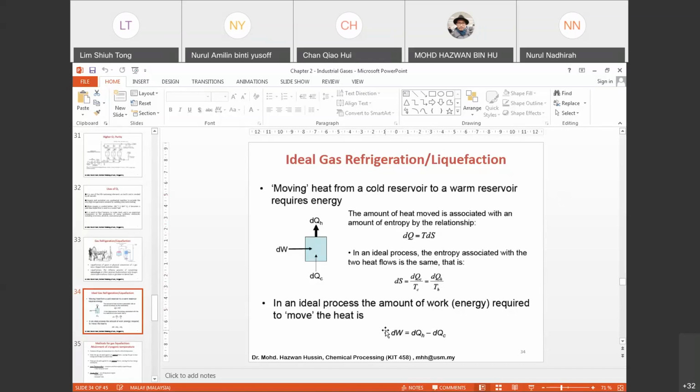In an ideal process, the amount of work required to move the heat is as follows. The difference of work equals the difference of heat, I mean dQh minus dQc.